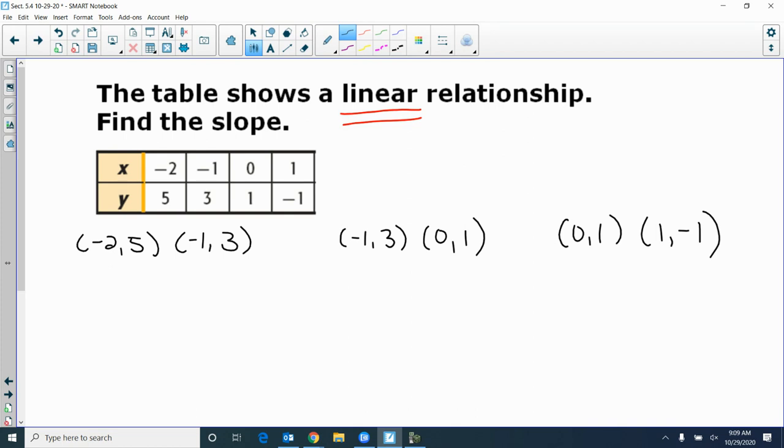Okay? First pair. So it's y2 minus y1. 3 minus 5. And then on the bottom, -1 minus -1. Is this one? All right, see what you do. I thought that you just wanted to. That doesn't make sense.